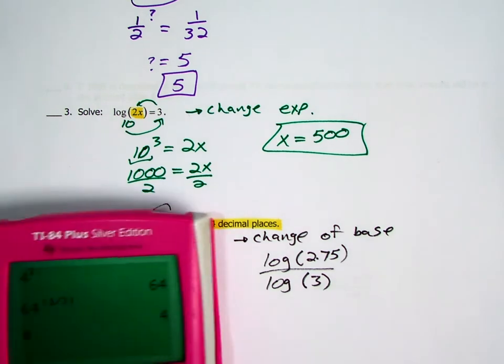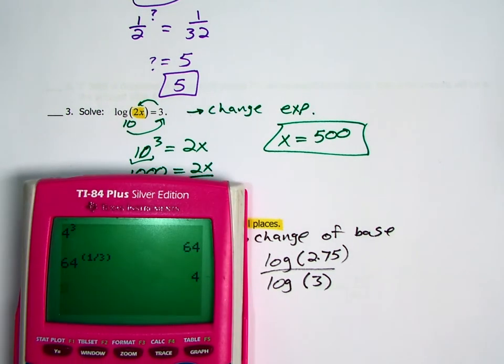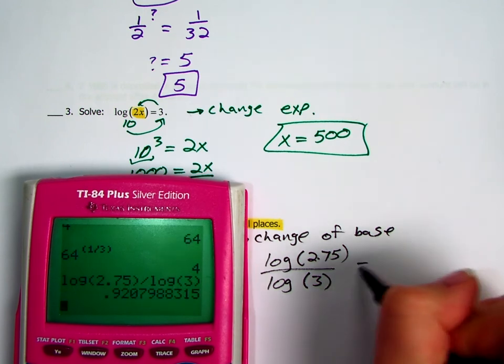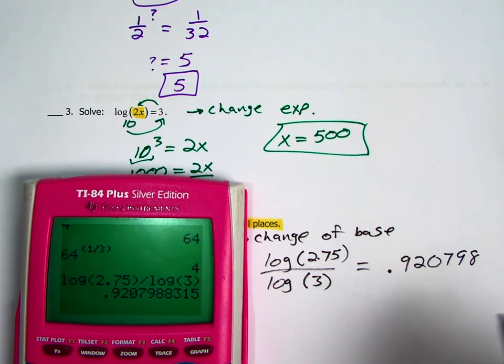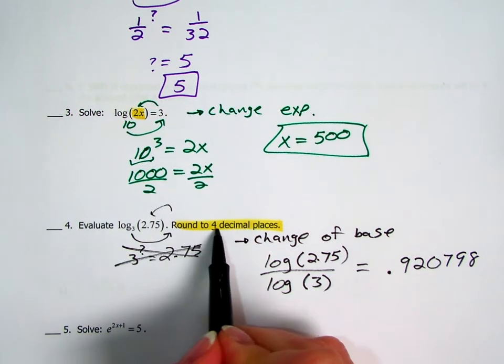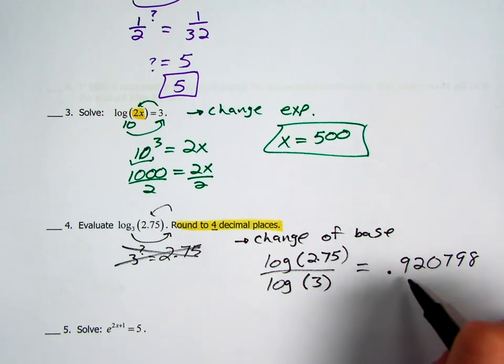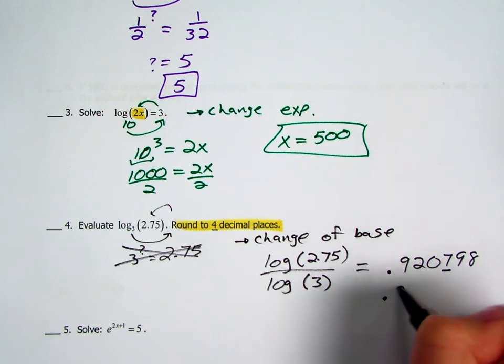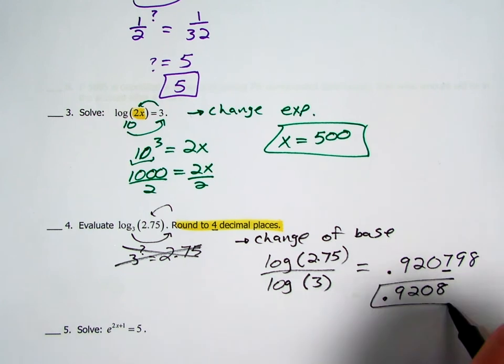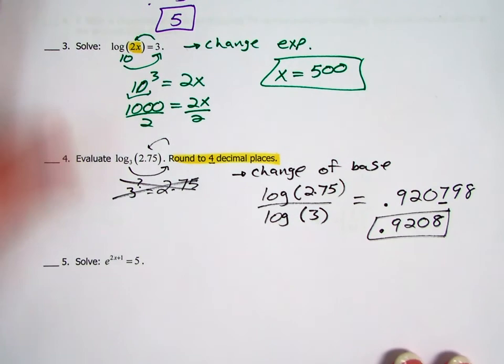And then I need to just get out my calculator and go ahead and type that in. So log of 2.75 divided by, and remember to close your parenthesis before pressing the division, divide by log base 3, close my parenthesis, gives me 0.920798. Now, our instructions said to round to the 4th place after the decimal, so 1, 2, 3, 4 would be here. So this 9 would make that 7 become an 8. So it's 0.9208 as your final answer for number 4.